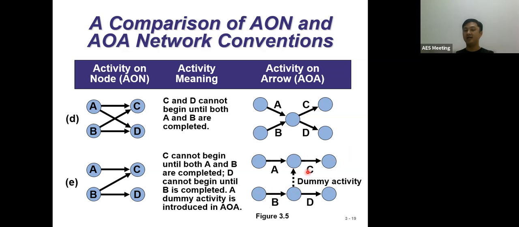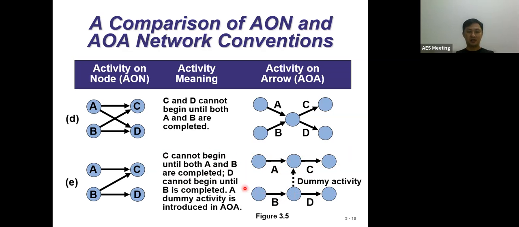Okay, I repeat one more time. This dotted line is pointing up, to say that B completed, only then can we continue C. At the same time, A completed, we can continue C. So these instructions here are correct. Meaning to say, A and also B completed, only then can continue C. This is also saying that when B completed, only D can continue.